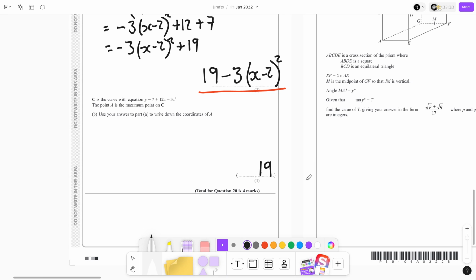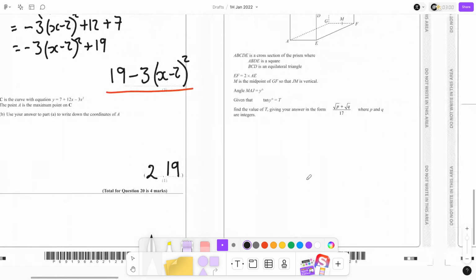Well, when does it equal that? Well, it equals that when this right hand bit equals 0. Well, when does that equal 0? Well, when x is 2. So when x is 2, that is the maximum value that this can take. It's a really useful bit of the completing the square form.